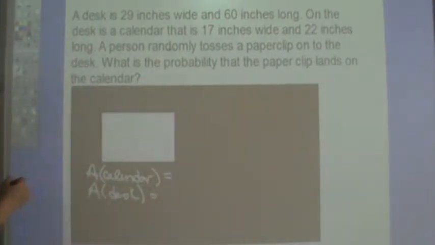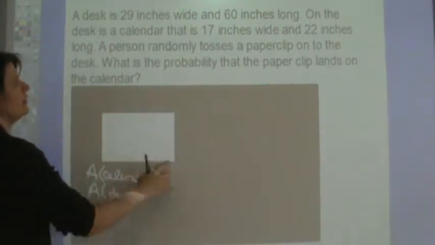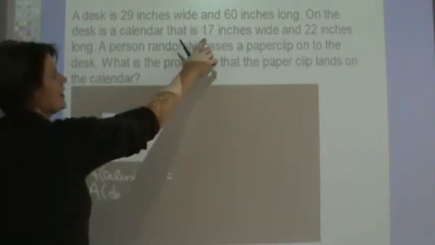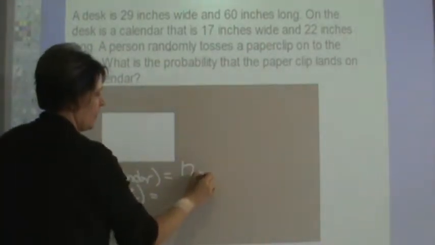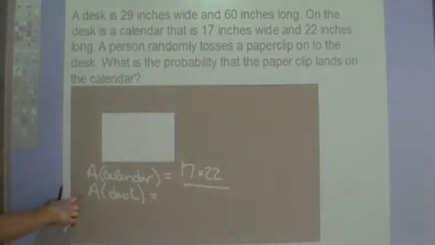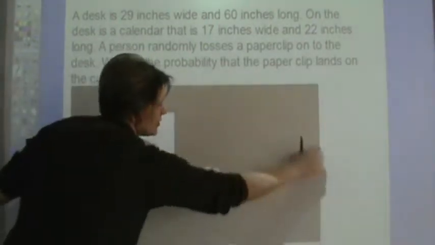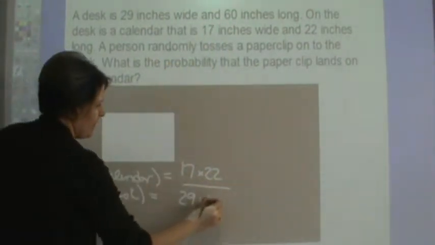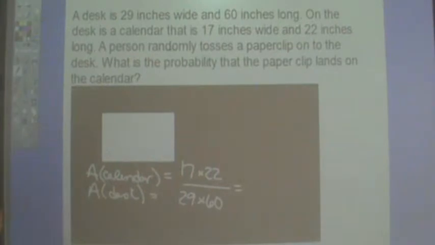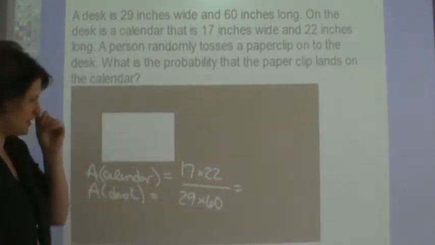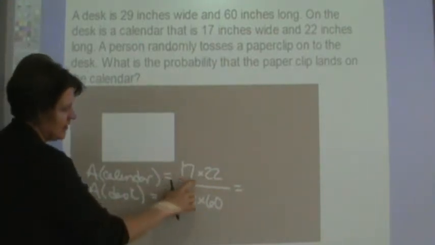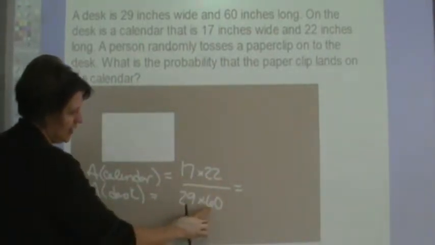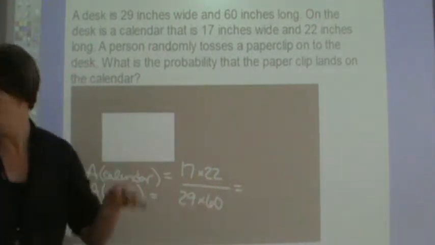Okay, so the area of the calendar is going to be length times width, because that's a rectangle, right? And our desk calendar is 17 by 22. That's our top number. The area of our desk is also a rectangle, but it's 29 by 60. Okay, there are a couple ways to do this. We could reduce before, or we could reduce after. We have a 17 and a 2 and an 11. We've got a 29. So we could reduce this by 2. We'll just remember that at the end.